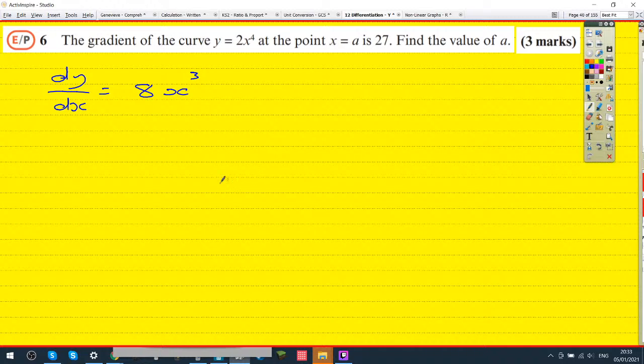When it says x equals a, the gradient is 27. What is x then? That's what you have to solve. So there's some x coordinate, and when you sub it in, you get a gradient of 27.